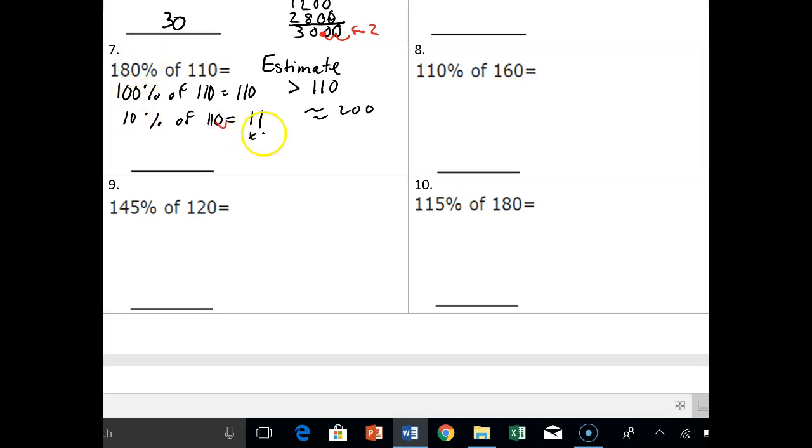I have 8, so times 8, that's 88. And then you just need to add these two together, right? 110 and 88. And what do we get when we add those together? You get 198. 198.